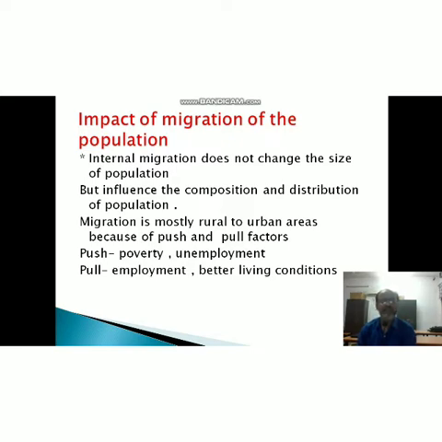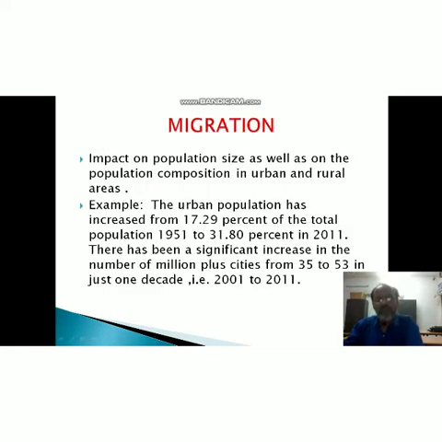There are two factors: push and pull factors. What is the push factor? In rural areas, there is poverty and unemployment. So people are moving to the urban areas for employment opportunities and better living conditions. So this is called the pull factor. And what is the push factor? Poverty and unemployment push them to move to the urban areas. Push and pull factors in migration.